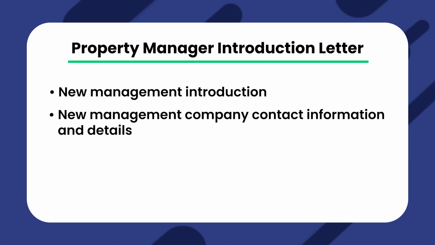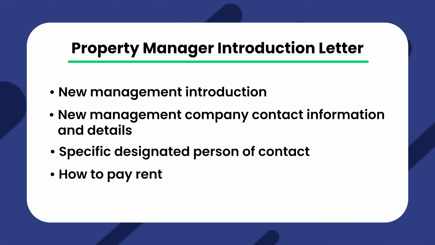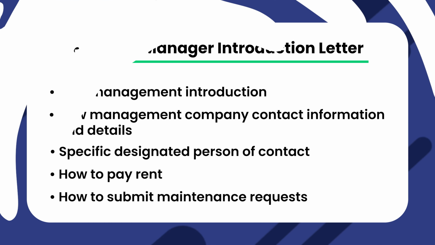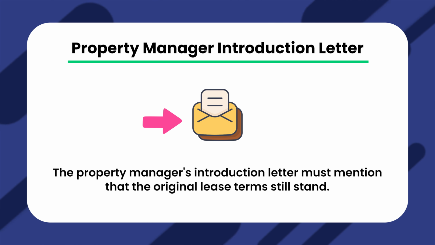Some of the most common information added in these letters include new management introduction, new management company contact information, a specific designated person of contact, how to pay rent, how to submit maintenance requests, and much more, depending on the particular property. Let's go over some details as to how this information should be included in the letter. But before starting, it's important to mention in the letter that the original lease terms still stand. Since a shift in management can call for uncertainty, the landlord should inform the tenant that there will be no changes to the actual lease terms themselves.